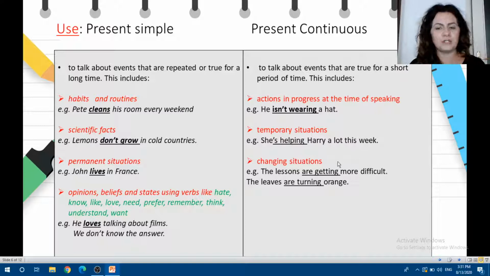For changing situations, like in these examples, the lessons are getting more difficult. The leaves are turning orange.